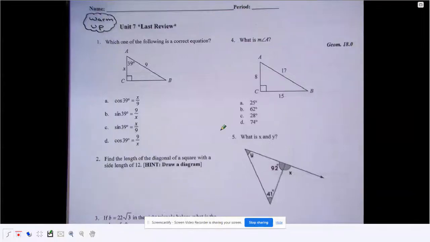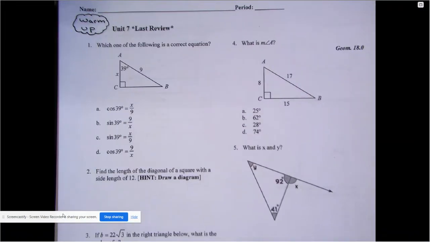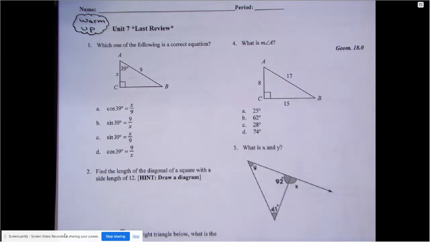All right, everybody. So today you're going to be taking your Unit 7 test. And in order to get you ready for it, you were given a warm-up that had a couple problems very similar to the test. In fact, once you see the test, you'll realize that it's almost exact. Your test today has 17 questions.